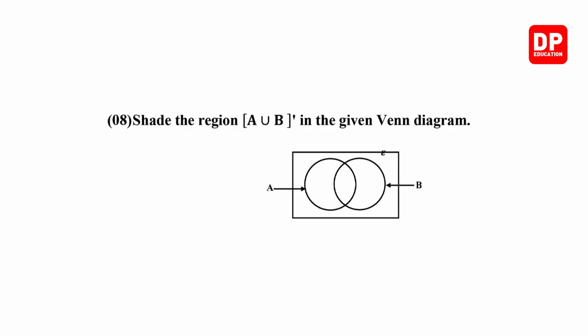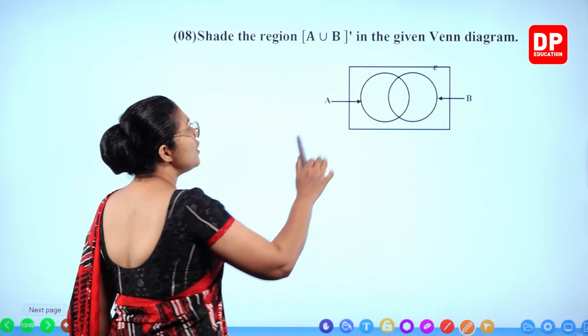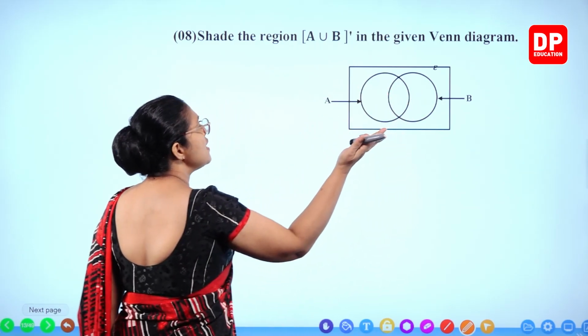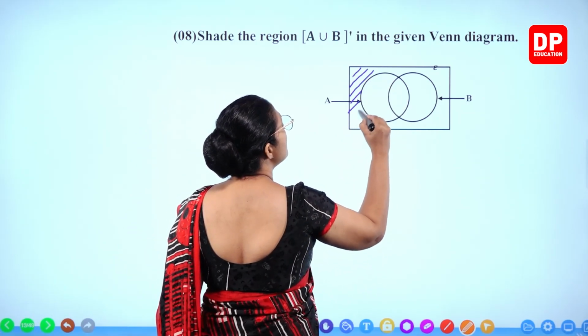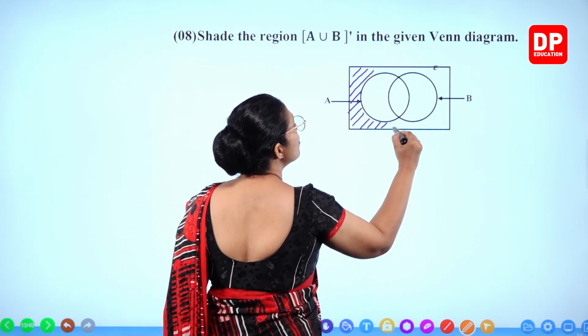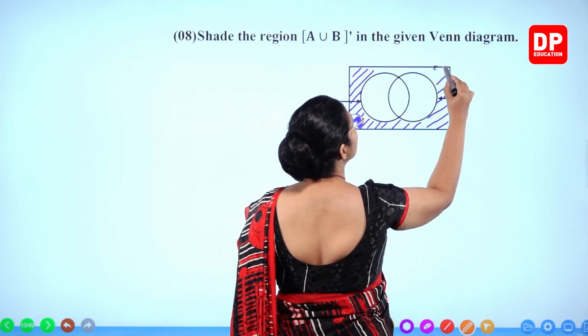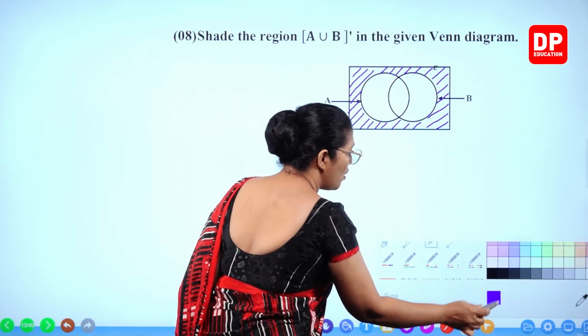Question number 8. Shade the region (A union B) dash in the given Venn diagram. So A union B is everything inside the two circles. Dash means everything outside. So you have to color everything outside the two circles. So you get 2 marks for that.